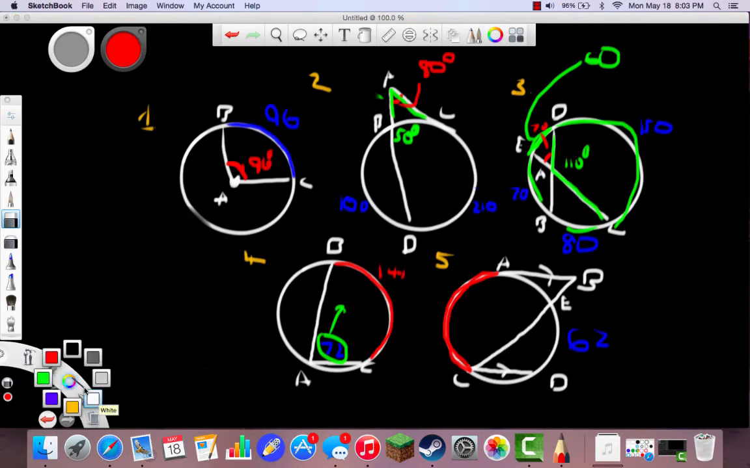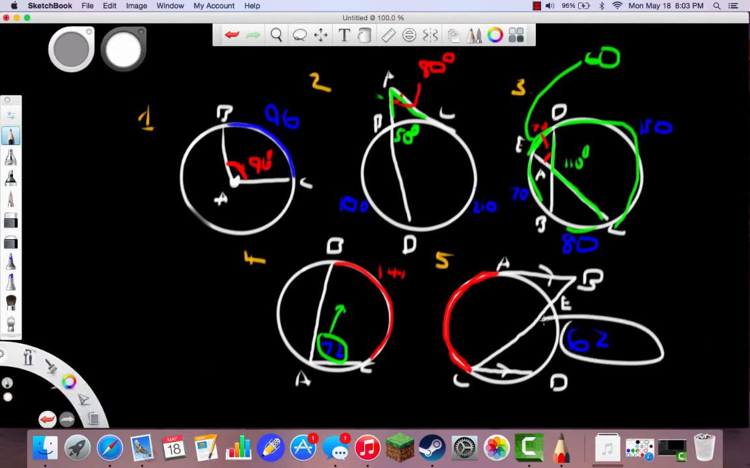Okay, so now we're on to the very last one, which I tried to make as difficult as possible. Okay, so we were given that this arc here, ED, was 62 degrees, correct? Correct. And angle ECD intercepts this arc. So we would see that this is an inscribed angle because its vertex is on the circle. So this angle here would be half of that. So then this would be 31.